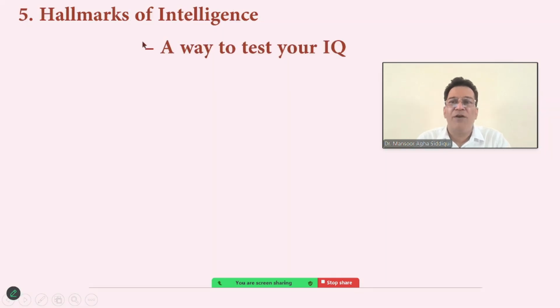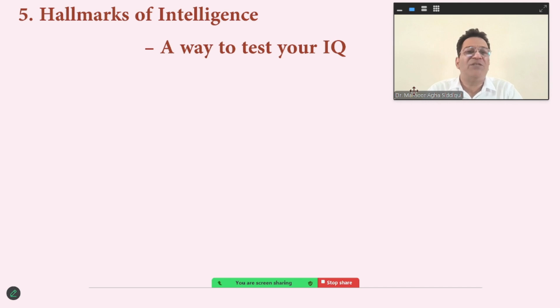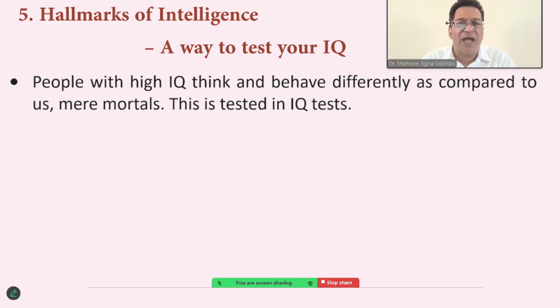Moreover, there is something called hallmarks of intelligence. Hallmarks of intelligence is special behavior shown by intelligent people, which normal people like you and me do not show. You and I have an intelligence level of somewhere around 100. But people who are very intelligent, who've got an IQ level above 160, behave differently as compared to us. And these people's way of thinking is different as compared to us. This is called hallmarks of intelligence. There are some questions which check whether you think like a very intelligent person or like a normal person. These questions are the most tricky ones. So people with higher IQ will always behave differently. This is tested.